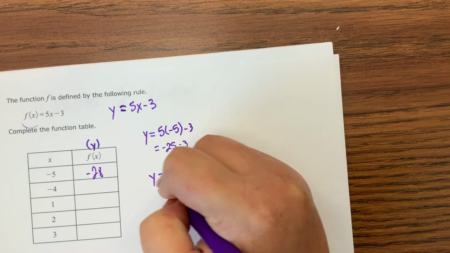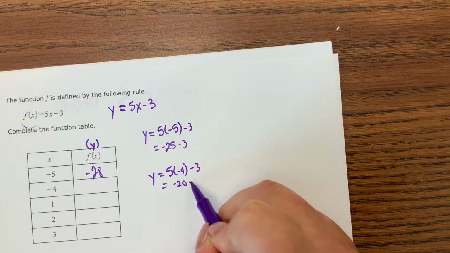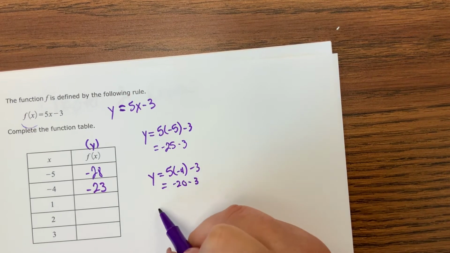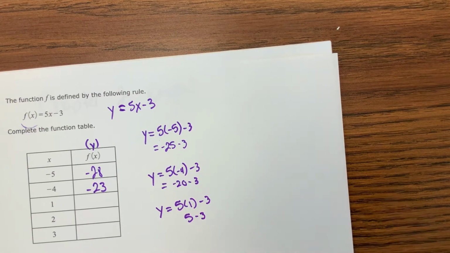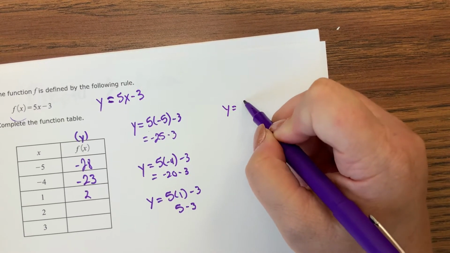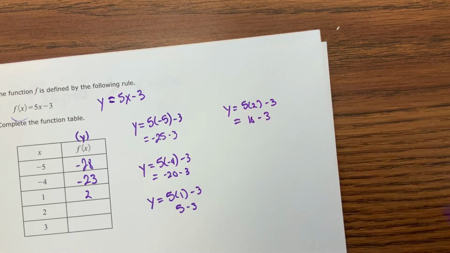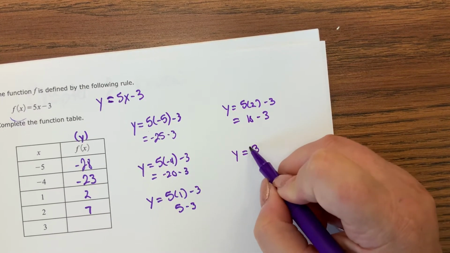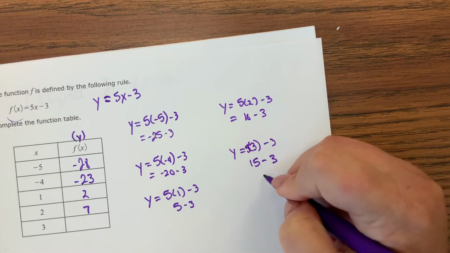The next one, put a -4 in. So what would that be? -20 minus 3, -23. Then you've got a 1. 5 times 1 minus 3, 5 minus 3. So that would be 2. Then we've got a 2. So 5 times 2 minus 3 equals 10 minus 3, which is 7. And then the last one, y equals 5 times 3 minus 3, 15 minus 3, which is 12.